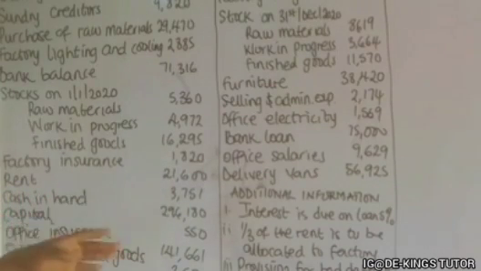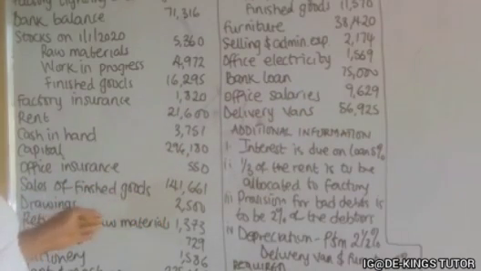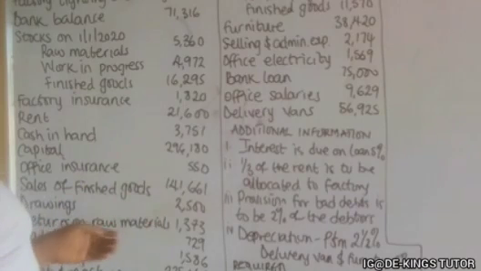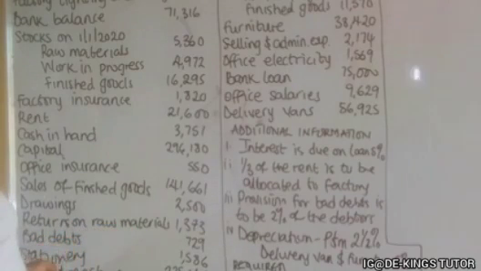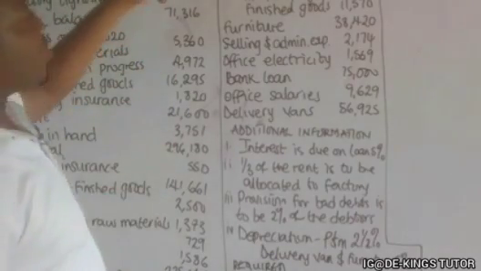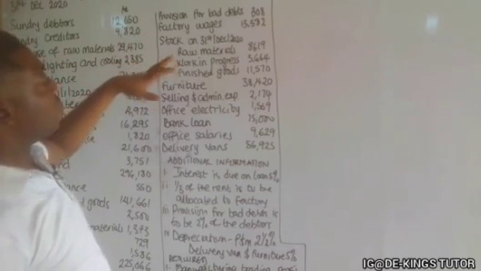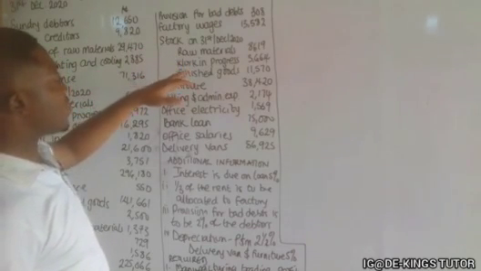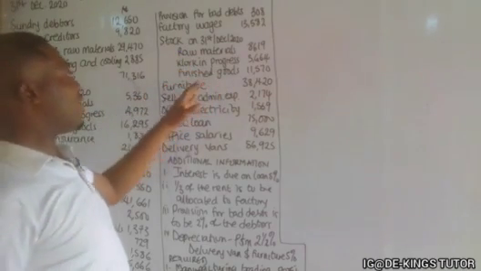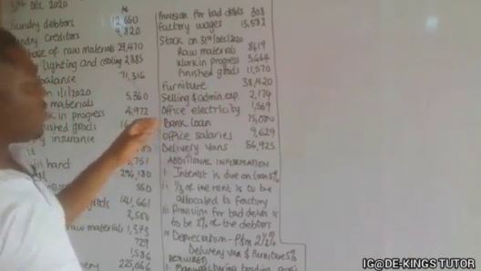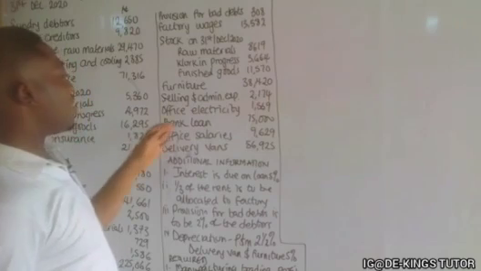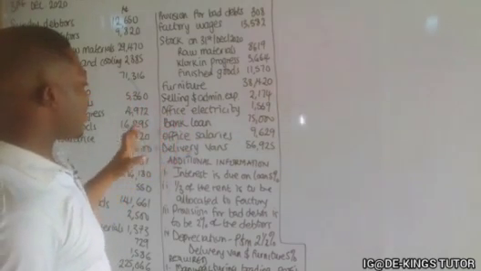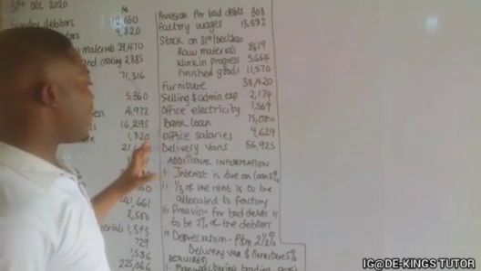296,180, office insurance 550, sales of finished goods 141,661, drawings 2,500, returns on raw materials 1,373, bad debt 729, stationery 1,586, plant and machinery 225,066, returns of finished goods 1,493, provision for bad debt 308, factory wages 13,582, stock on 31st December 2020: raw materials 8,619, work in progress 3,664, finished goods 11,570, furniture 38,420, selling and admin expenses 2,174, office electricity 1,569, bank loan 75,000, office salaries 9,629, delivery van 5,695.